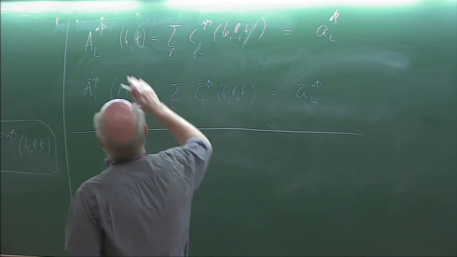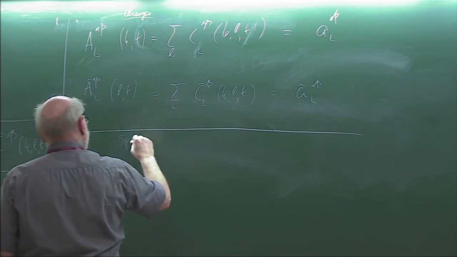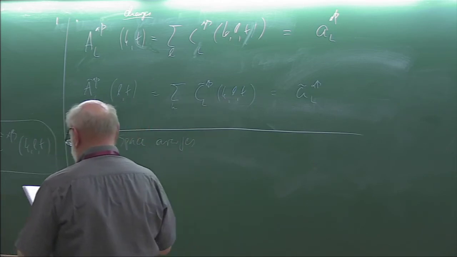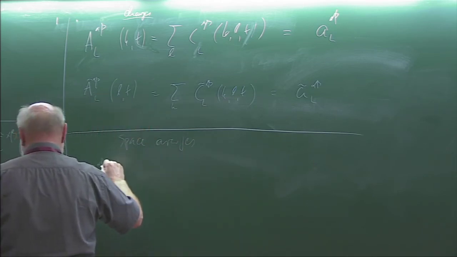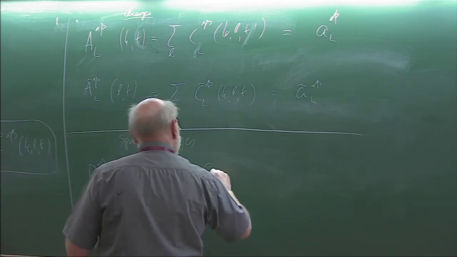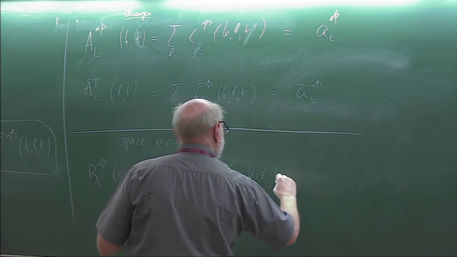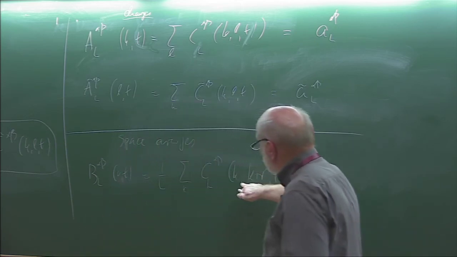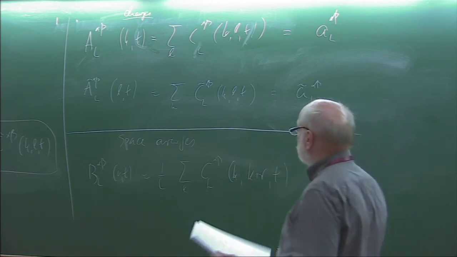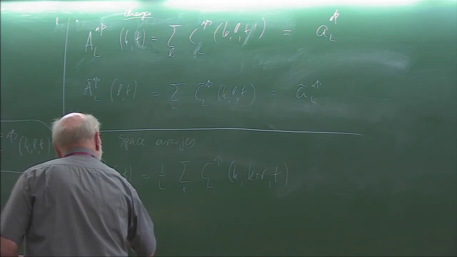So this is for charges. Now I look at space averages. I consider the following quantity: P_L^{αβ}(r,t) is equal to 1 over L times the sum over k of C_L^{αβ}(k+r,t). So again, this is not translation invariant. This is not just a function of r, right? But I take the sum over the whole lattice to make a space average. And similarly for the tilde, of course.